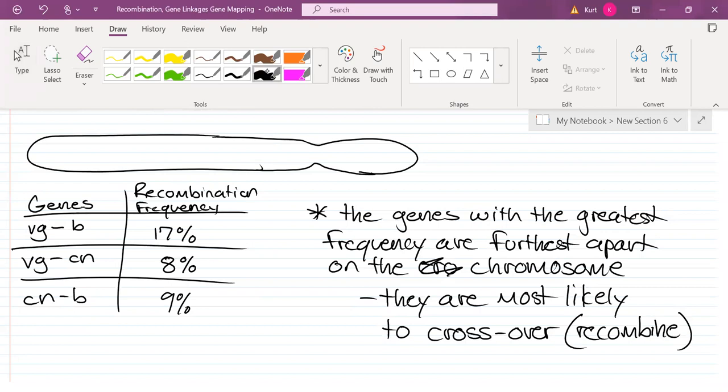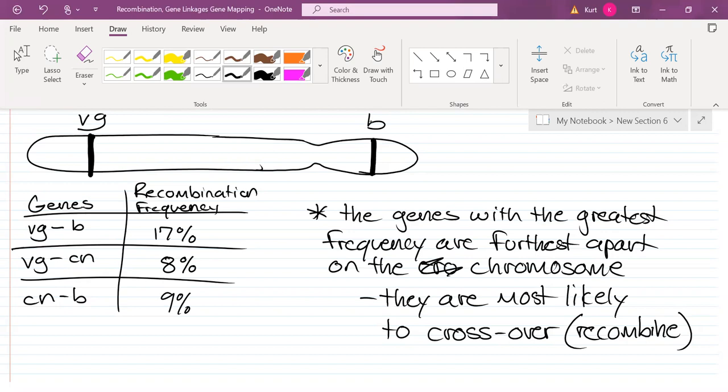VG and B. So we're going to make them as far apart as we can on this chromosome. I'm going to say VG is here, and we'll say B is right there. Now let's look at VG and CN and CN and B. We need to put CN somewhere.